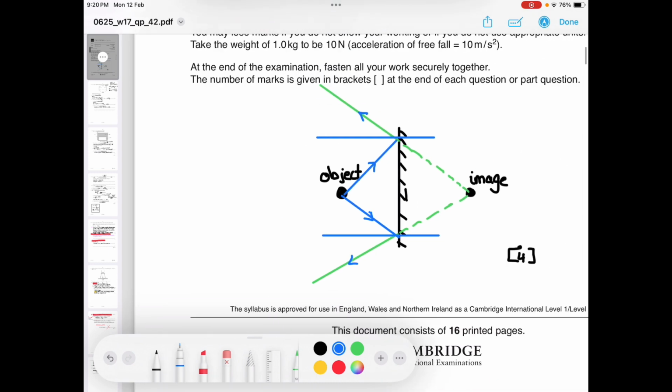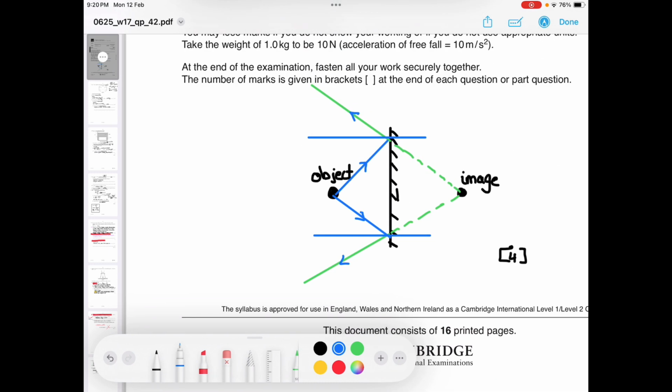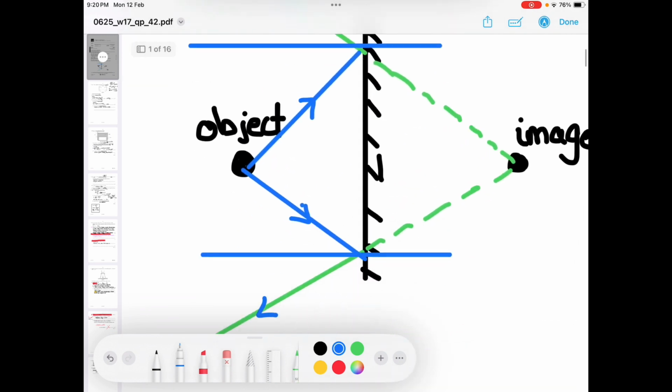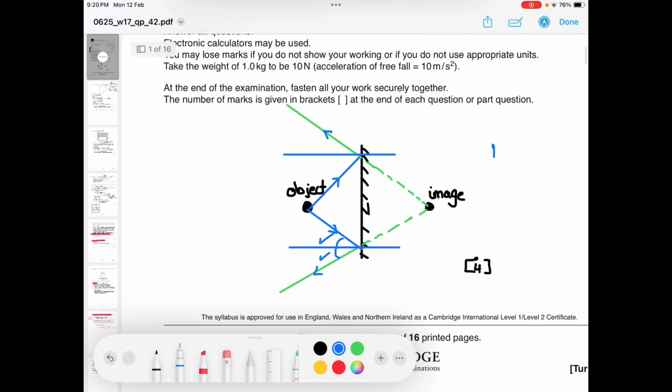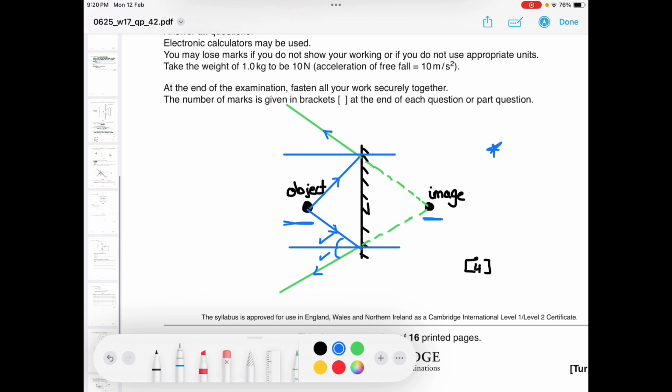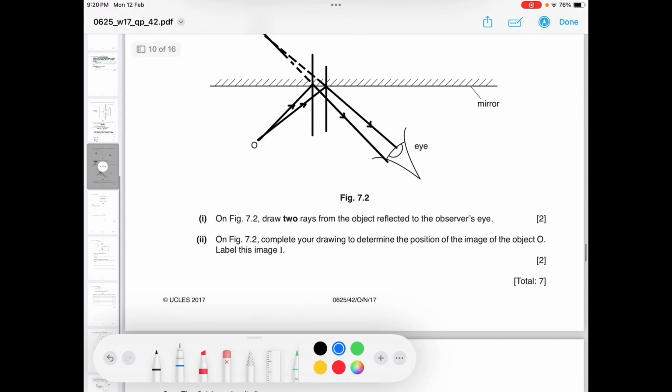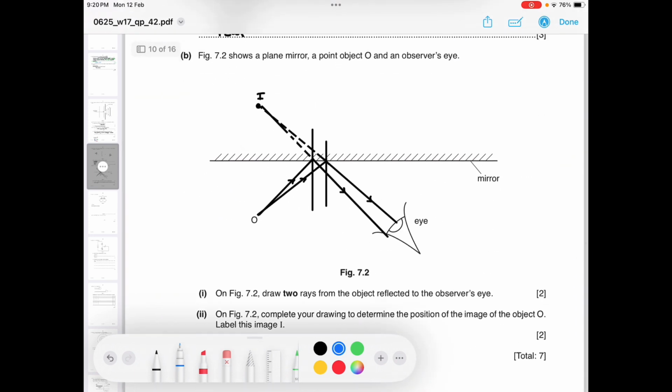Now, is this accurate 100%? Yes, this is accurate 100%. You'll get the 4 marks and everything. Will this angle be equal to this angle when Mr. Examiner checks? Yes, this angle will be equal to this angle. So this is a pretty easy way to find the location of an image from an object. And this is what I did over here. It's a bit challenging, however, to draw on this iPad, so I didn't really record it.